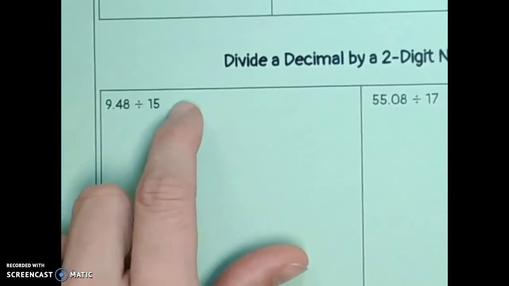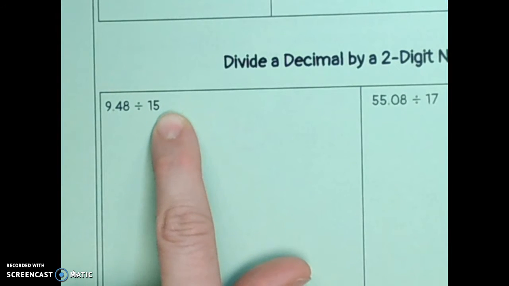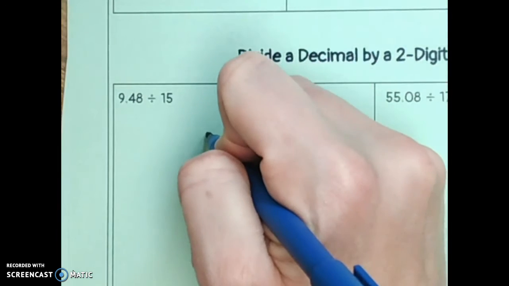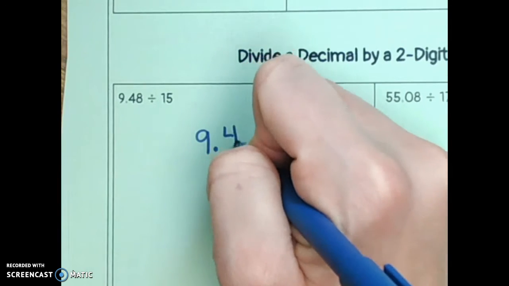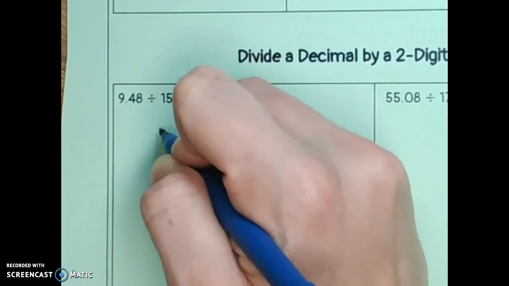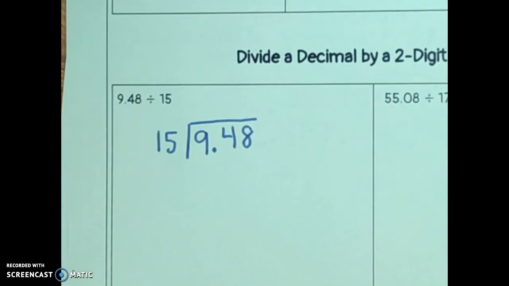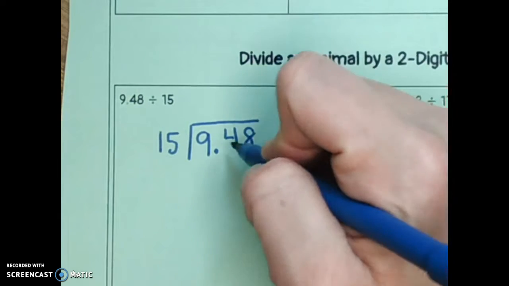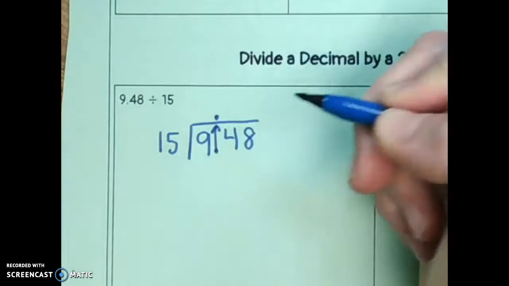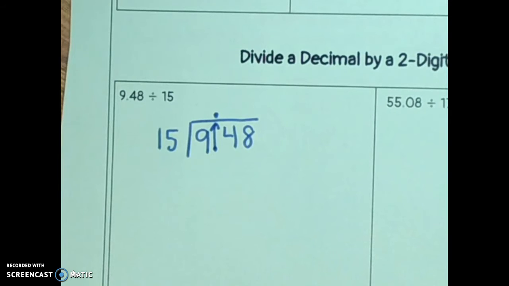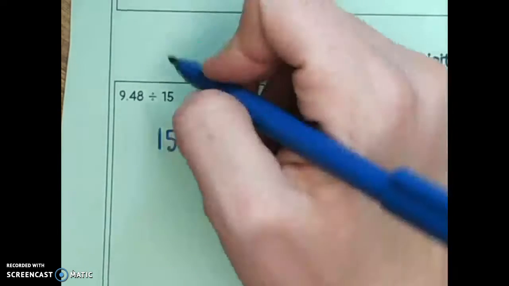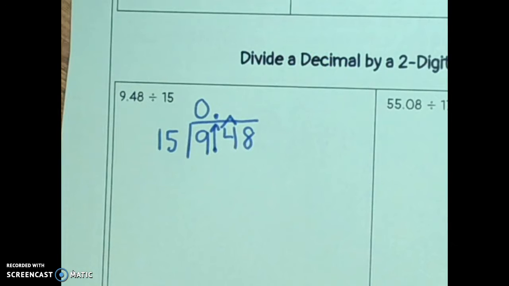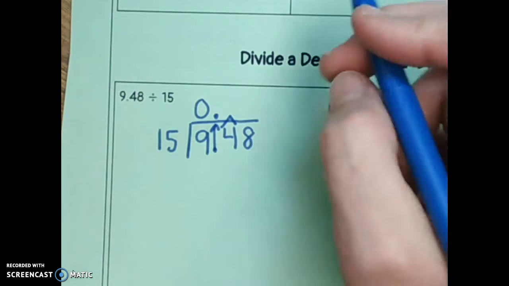Okay, down here, so just a 1 digit divisor. It's 2 digits. 9.48 divided by 15. First thing we do is we do what? Bring our decimal up so we don't forget him. Can 15 go into 9? No. Can 15 go into 94? Yes. How many times do you think? 5 times. 6, because that's 90.